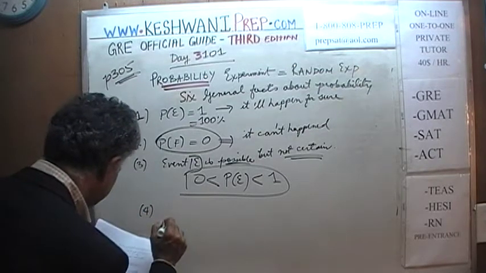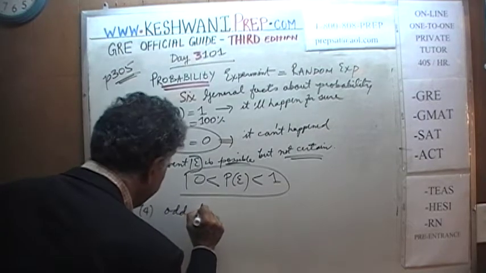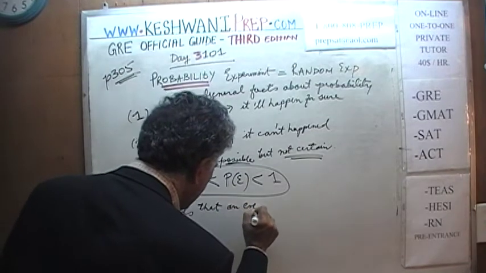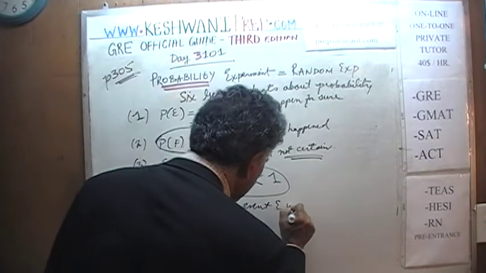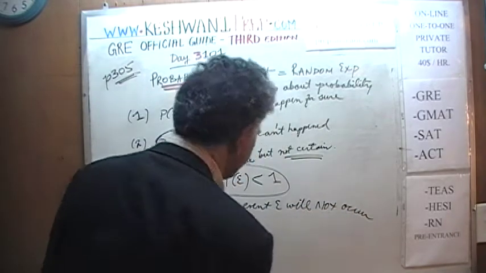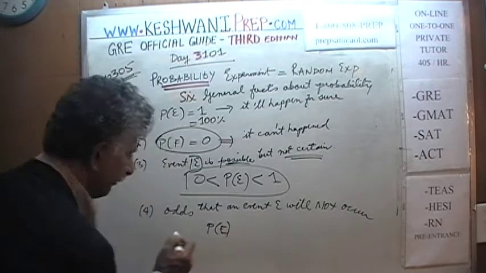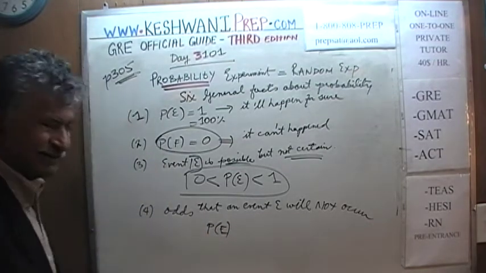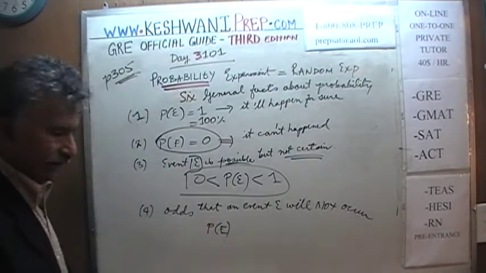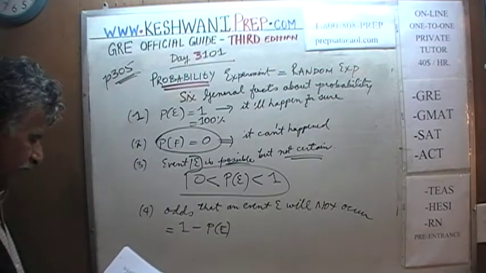How do we indicate the odds that an event E will not occur? Well, if this represents the probability of event E, the odds of E happening, then the odds that it will not happen is simply 1 minus that.